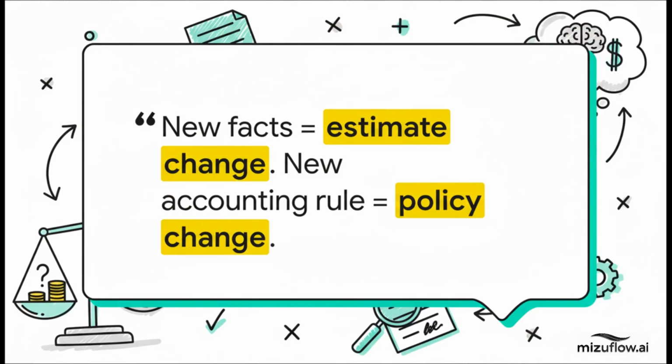So if you remember one thing from this section, make it this rule of thumb. If new facts, new information cause you to change a number, it's almost always an estimate change. But if you have fundamentally changed the accounting rule or principle you're using, that's a policy change. Getting this distinction right is absolutely key.